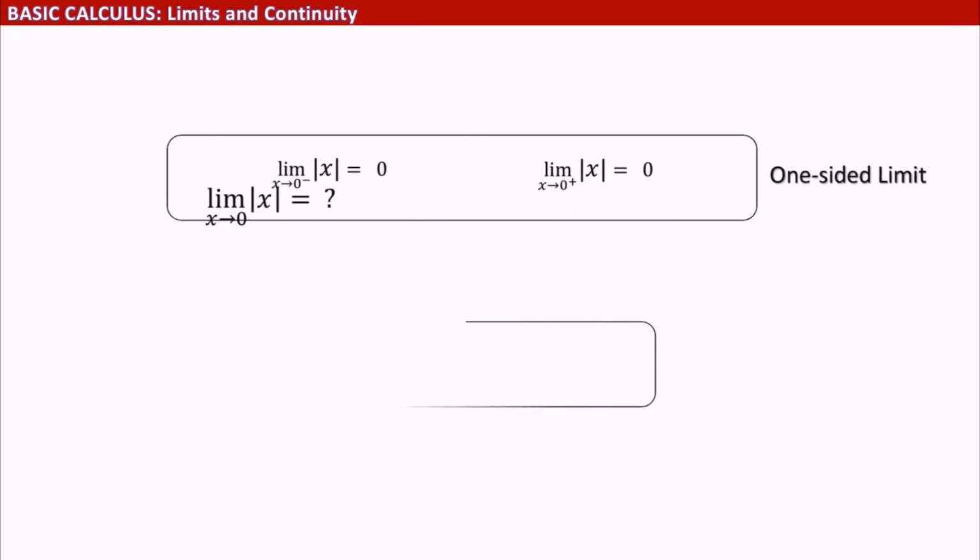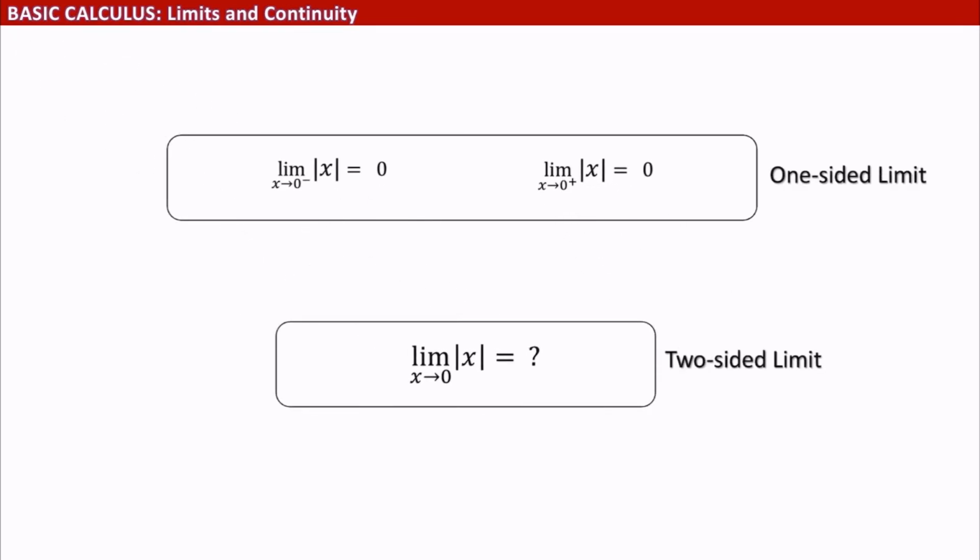For our two-sided limit to exist, dapat parehas ang values ng ating one-sided limits. In this case, our one-sided limits are both 0. Therefore, our two-sided limit is also 0. Our final answer is the limit of the absolute value of x as x approaches 0 is equal to 0.